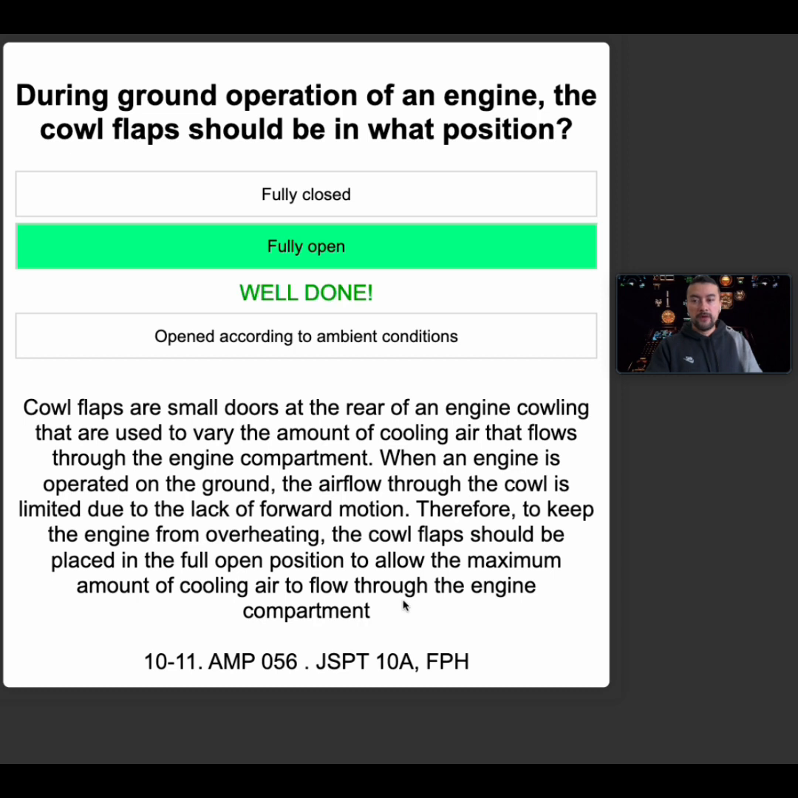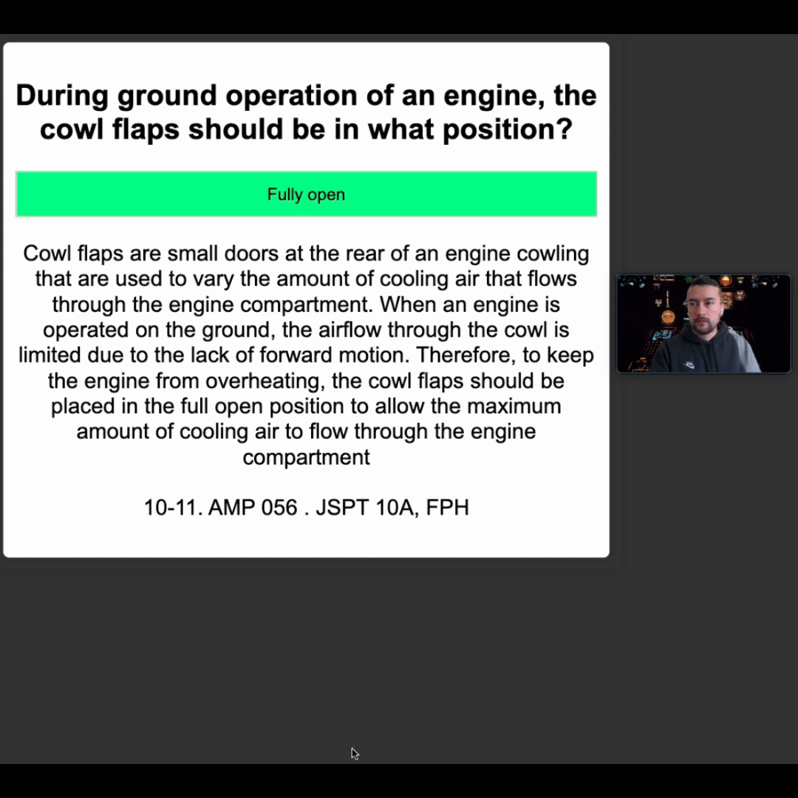When an engine is operated on the ground, the airflow through the cowl is limited due to the lack of forward motion. Therefore, to keep the engine from overheating, the cowl flaps should be placed in the full open position to allow the maximum amount of cooling air to flow through the engine compartment. That was good.